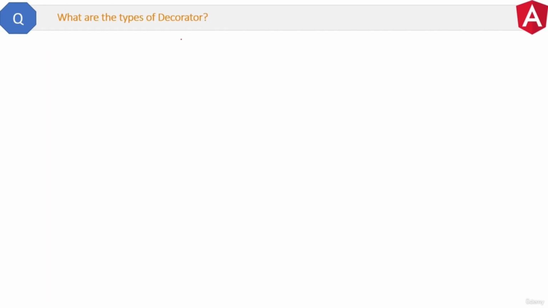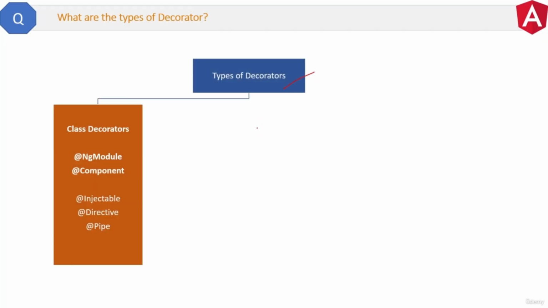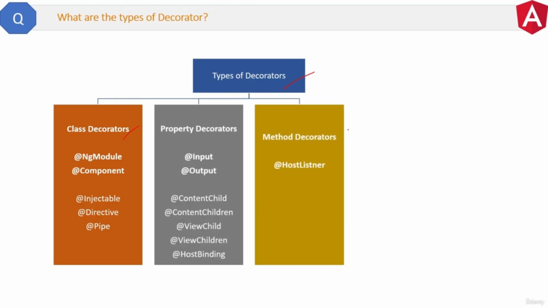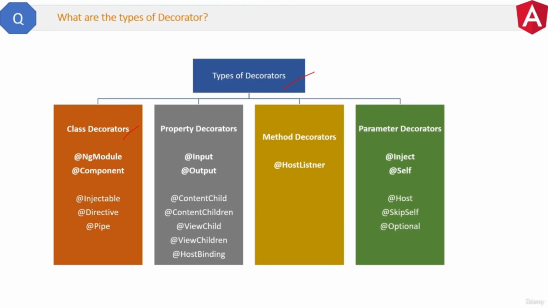What are the types of decorators? Let's see quickly. We have 4 types of decorators: class decorators, property decorators, method decorators and parameter decorators. Now this class decorator is just a category. The actual decorators are @NgModule and @Component. These are the actual decorators.